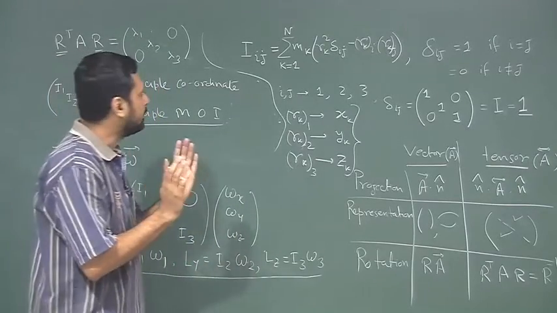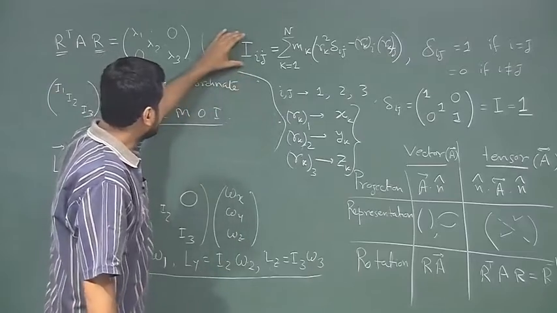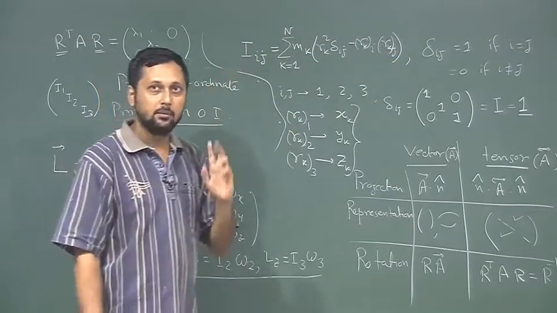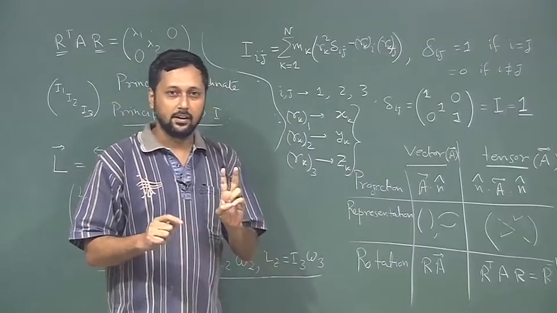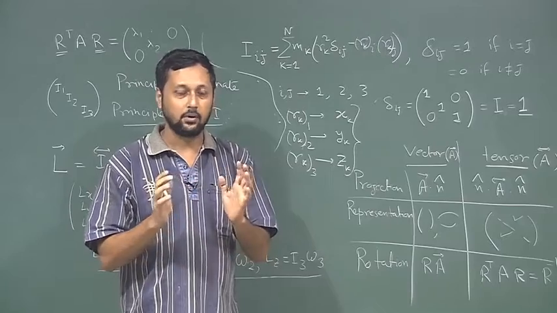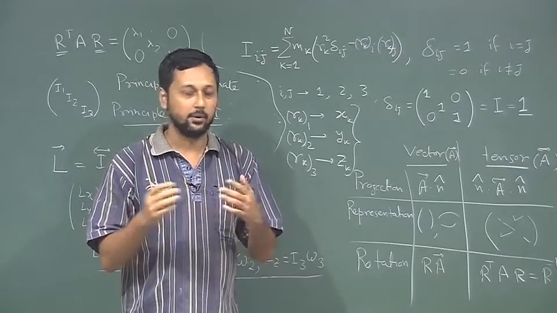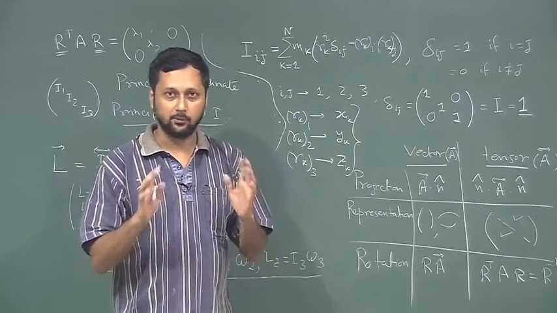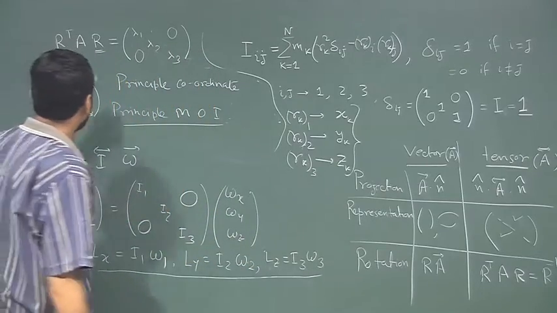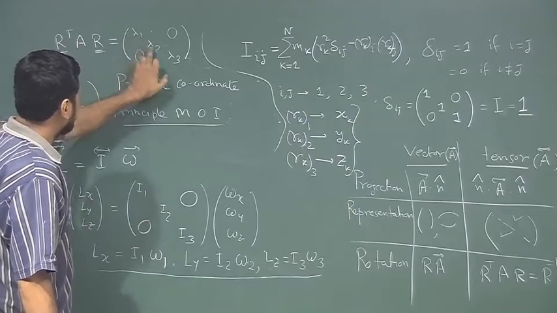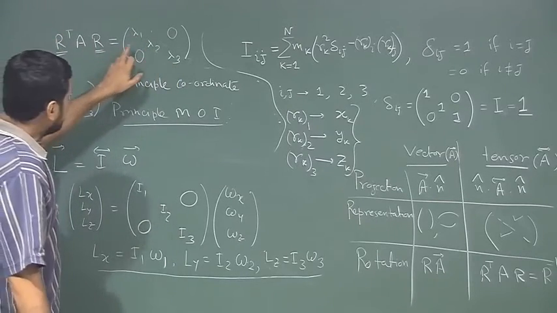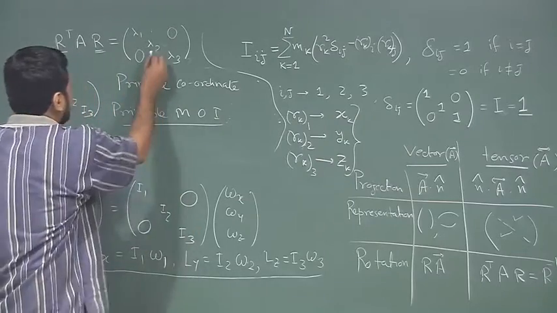What is the take-back message from this discussion? That the moment of inertia can be represented in this tensorial form, number one. Number two is that any real symmetric tensor can be... There is a theorem which can be proved mathematically. I am not doing it, but you have to trust me that any real symmetric matrix can be taken into diagonal form by a suitable similarity transformation, where the diagonal elements are the eigenvalues.